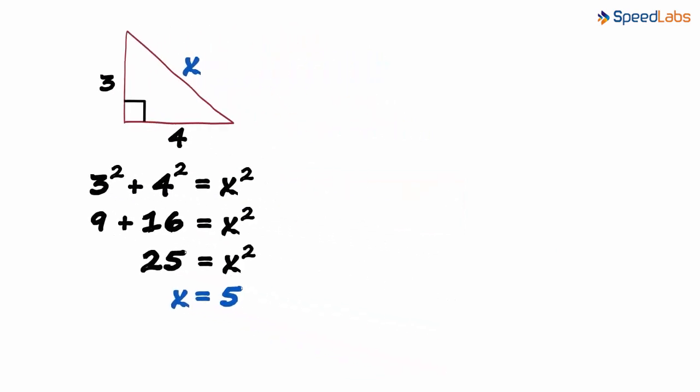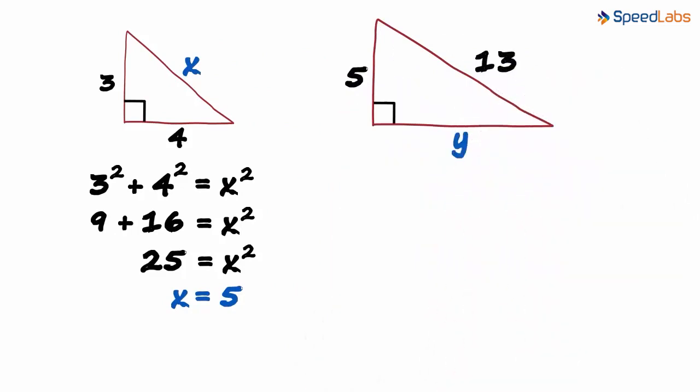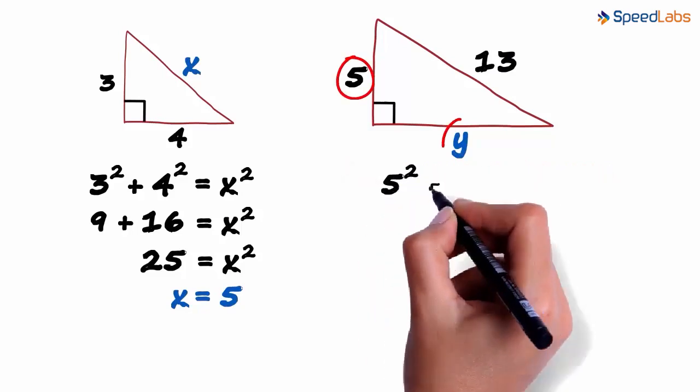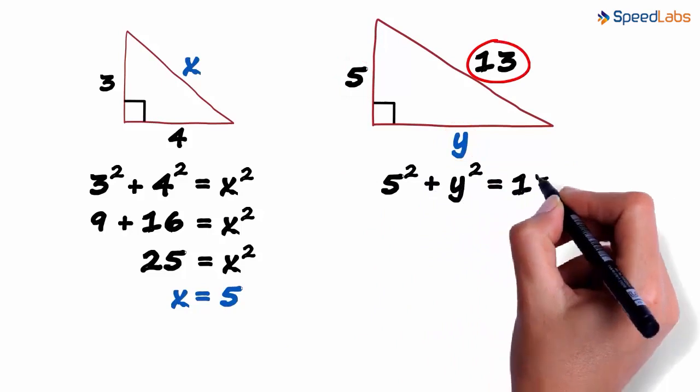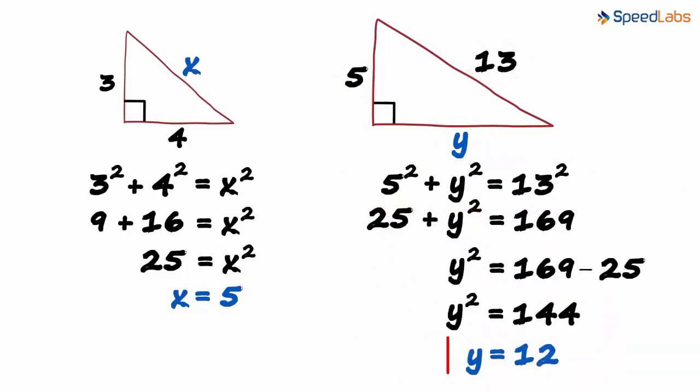Another example would be a right triangle like this with sides 5, y and 13. Using the Pythagoras theorem in this one, we can write 5 squared plus y squared equals 13 squared. And solving this, we get the value of y as 12. These examples were pretty easy to solve.